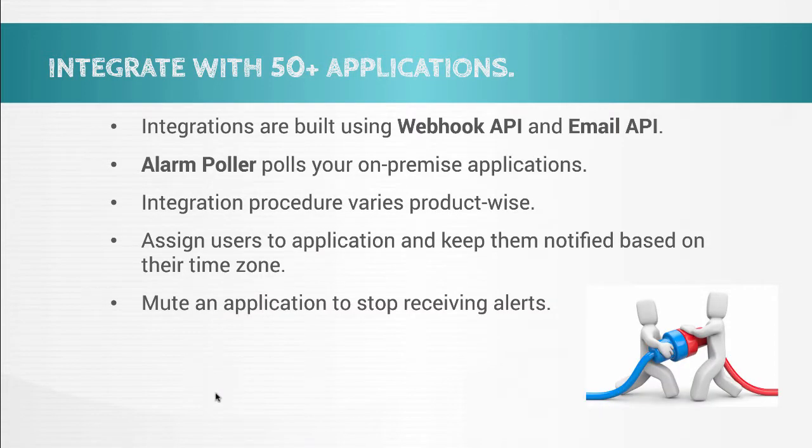With AlarmsOne, you can integrate with over 50 applications using a webhook API and email API. And to pull alarms from your on-premises applications, we have an agent called Alarm Poller, which can be installed in Windows and Linux environments. The integration procedure varies for different applications, and you can assign users to each application and keep them notified based on the time zone. For example, if your company runs in 2 or 3 locations, and if these locations have different time zones, you can notify these users according to the time zones they work.